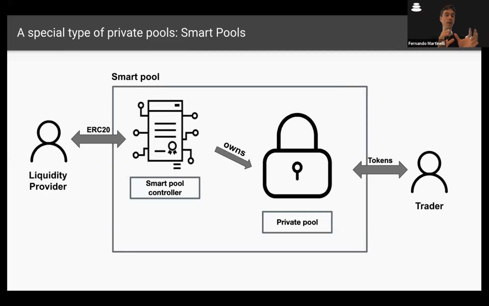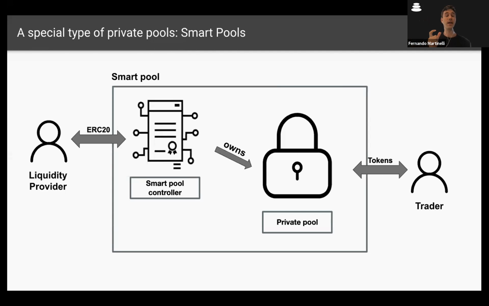So with a smart pool, you can have a controller, and people who provide liquidity to that smart pool know they can read the rules, the code in the smart pool controller. They know that all it can do is change the trading fee based on volatility. It can't add a new token. It cannot change weights. It only can change the trading fees.